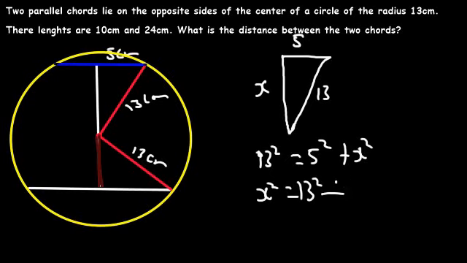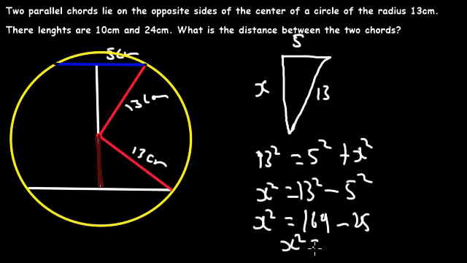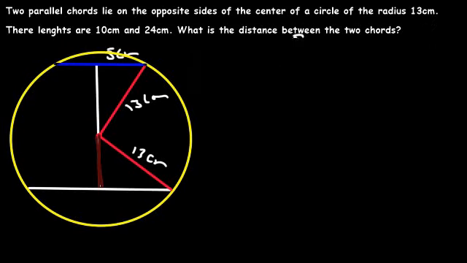Oops, sorry about that. And we have x squared equals 169 minus 25, and x squared equals 144. Let's take the root, x equals 12. Perfect. So the distance in white color is simply equal to 12. So I'm going to write that down somewhere. So white color is equal to 12 centimeter.